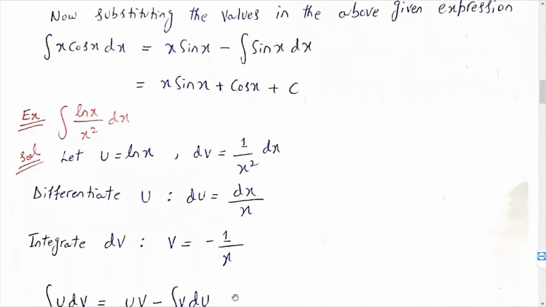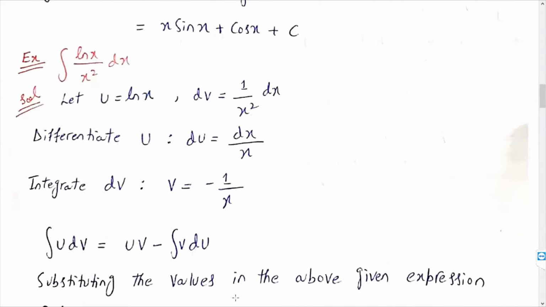Now comes another example in which there is ln x divided by x square. Once again, two functions are multiplying. One is ln x and the other one is x square dx. So we have to choose u and dv. Let u equal ln x and dv equal 1 by x square dx. Differentiate u, the derivative of u will give us 1 by x dx, and integrating dv gives us minus 1 by x.